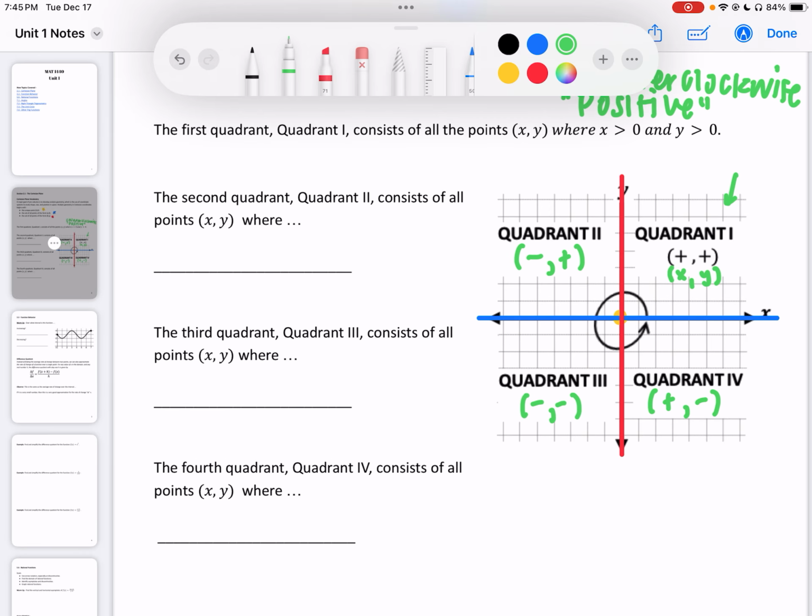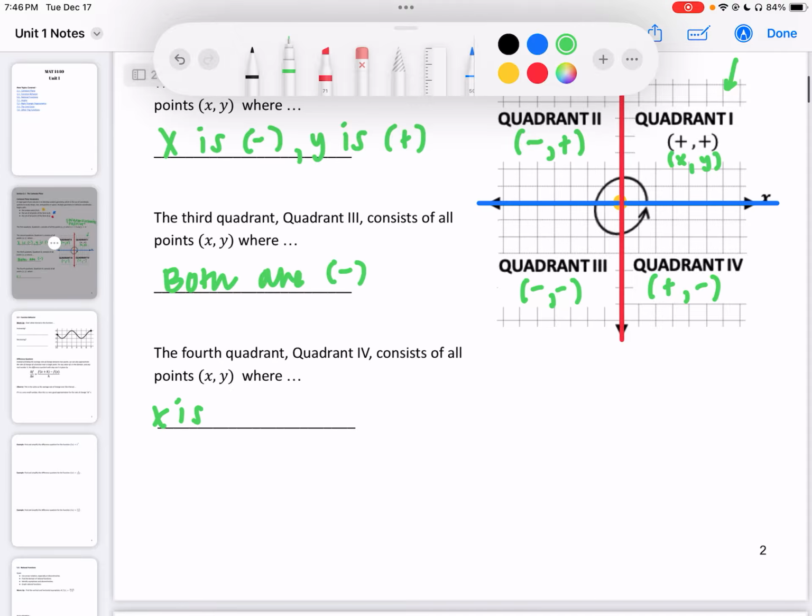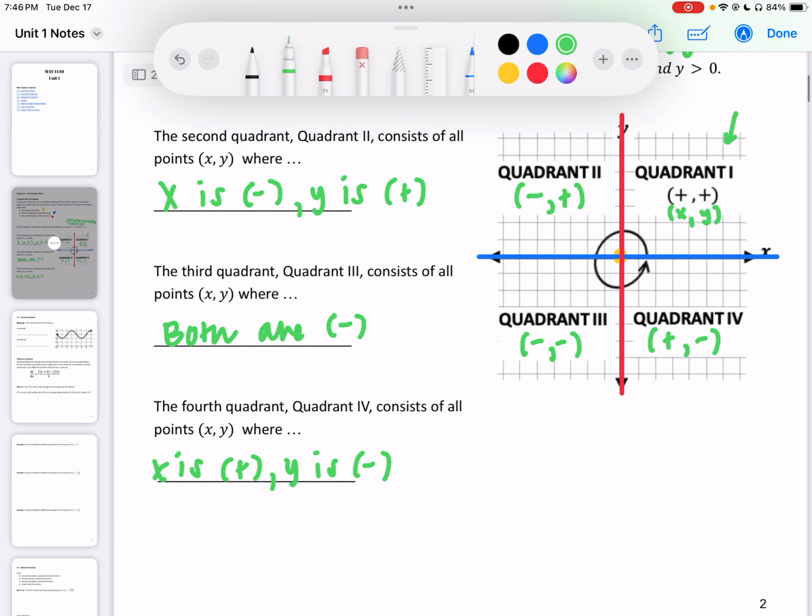And so here in the blanks, I am just going to write in words what I just wrote on the right. So in the second quadrant, x is negative, y is positive. Both are negative in quadrant three, and in quadrant four, x is positive, y is negative. Okay. Just some little things to remember about the Cartesian plane.